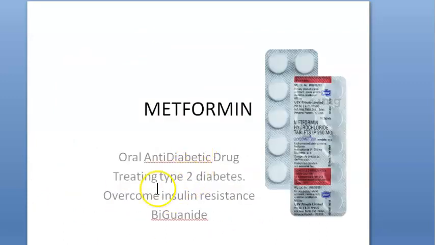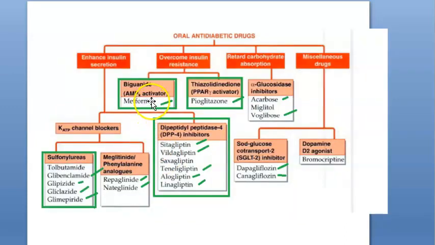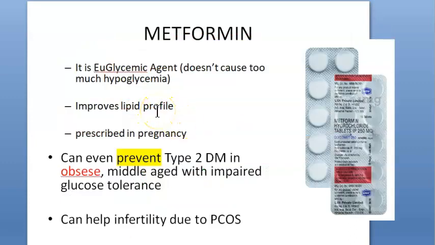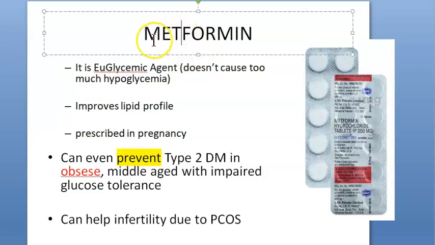But anyways, now coming back here, so what is metformin? It's an oral anti-diabetic drug. It is used to treat type 2 diabetes mellitus. It helps overcome insulin resistance. It comes under Biguanide, AMPK activator. This much you understood, right? Now we told you that metformin is very important. Why? Because it is prescribed so often. Correct? But other than that, understand why is it so famous?